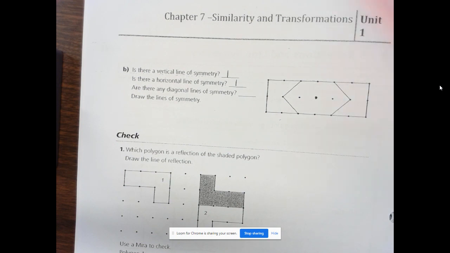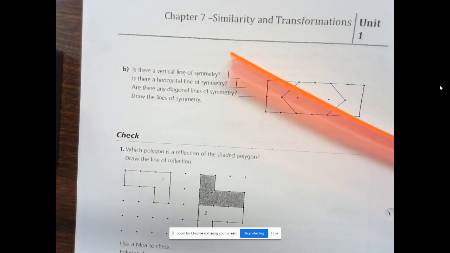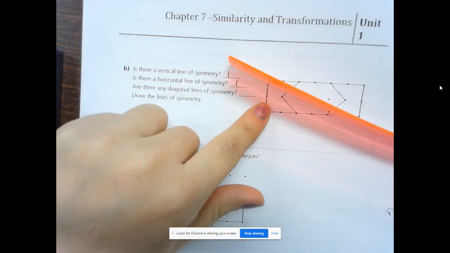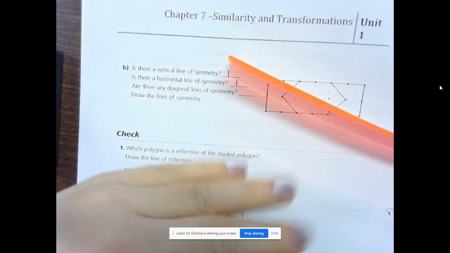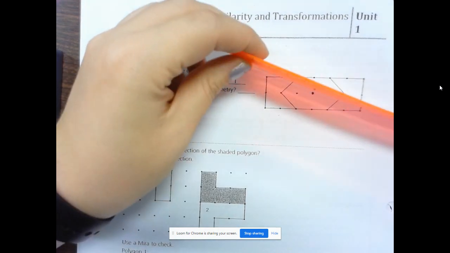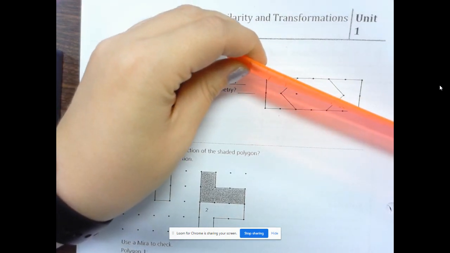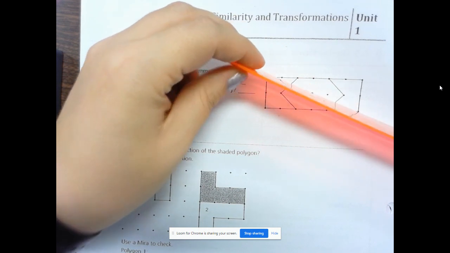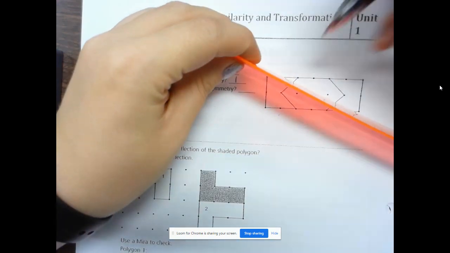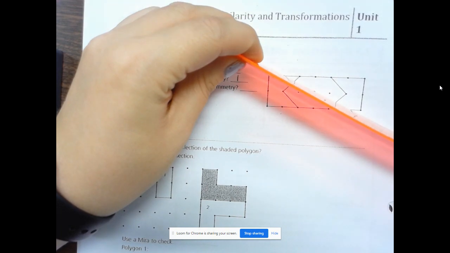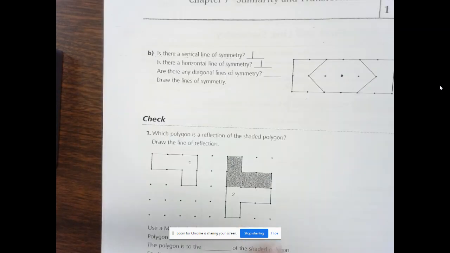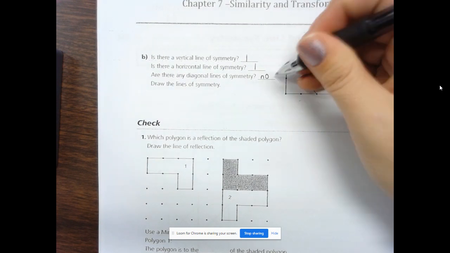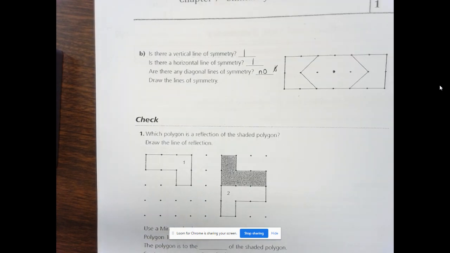And are there any diagonal lines? If I were to cut it this way and picture folding it, does this corner match up with this corner if I fold it along where the ruler is? You might actually need to physically bend it to see if it works. But it does not actually match. This corner would actually be somewhat over here and not way over here. So are there any diagonal lines of symmetry? I'm going to say no, there's not. Or I could have just put a 0 to show that there is none.